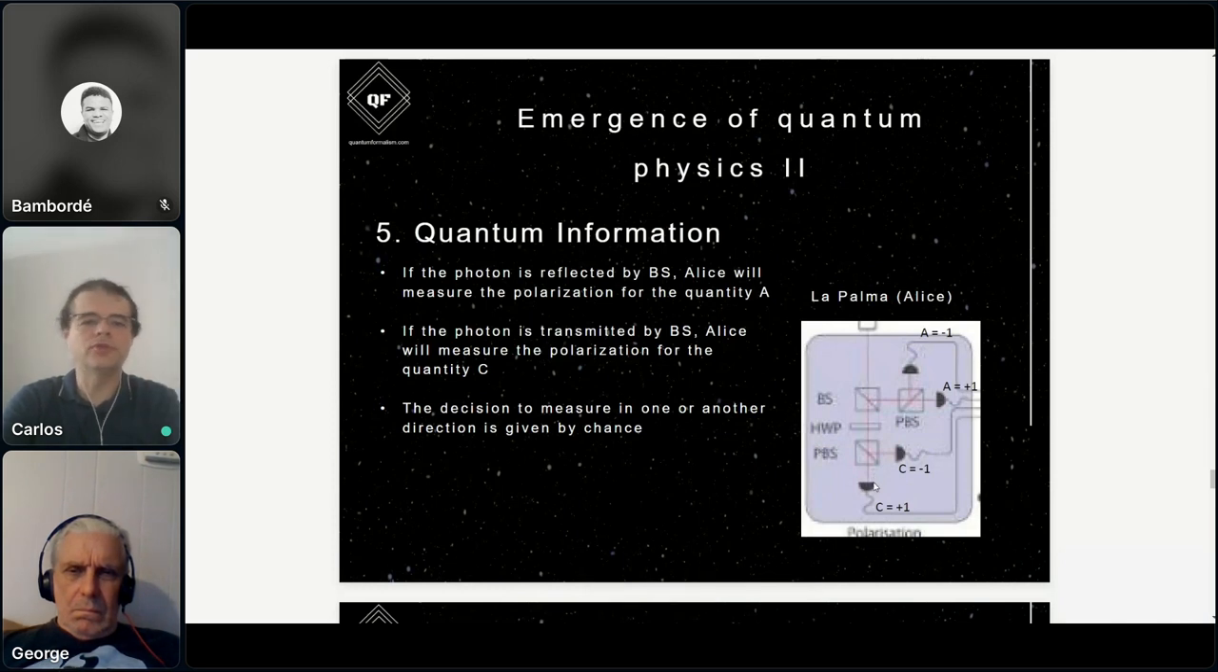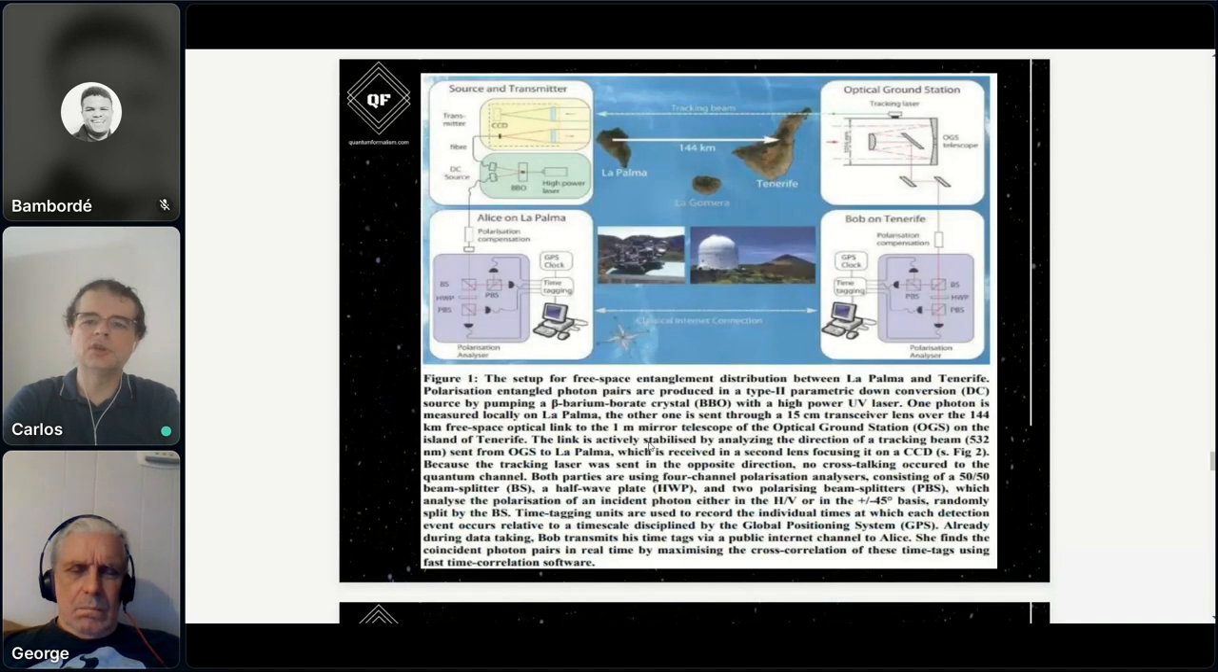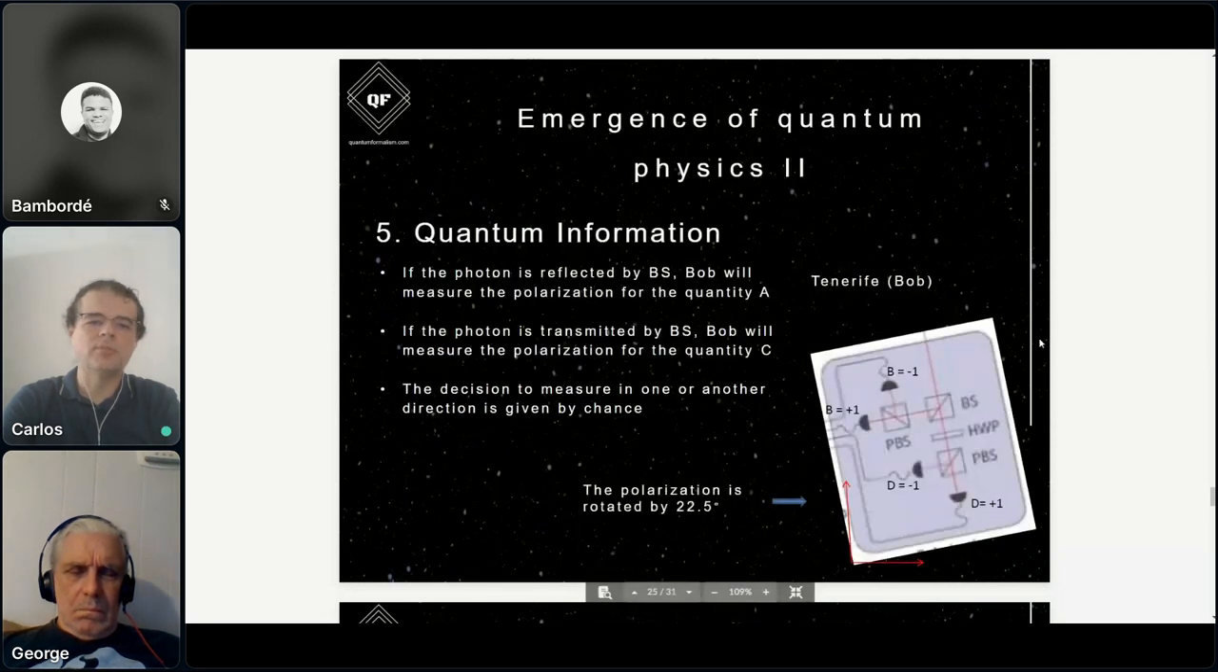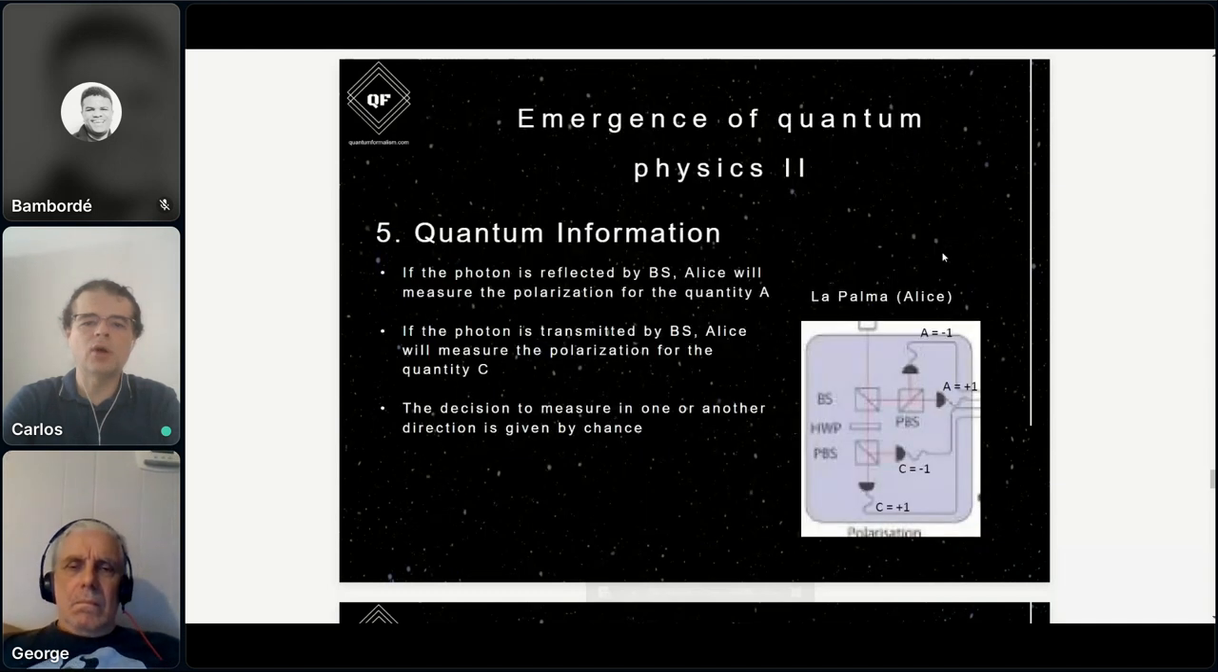So I have two of these quantities in the inequalities, A and C, but B and D are still missing. B and D will be measured on the other side, in Tenerife. But you see there is something here, what's called a polarization compensator, which rotates the polarization of the photons that come here by about 22 degrees.